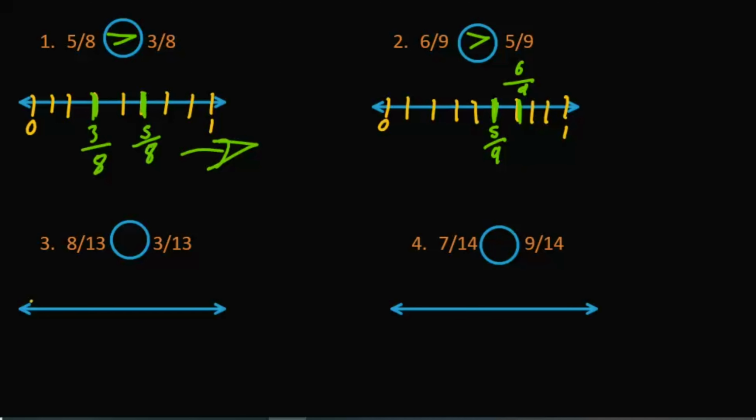So this would be 0 and this would be 1. So 1, 2, 3, 4, 5, 6, 7, 8, 9, 10, 11, 12. Okay, that's perfect. So now let's plot down where 3/13 is and 8/13. So 1/13, 2/13, 3/13. So this is where 3/13 is. And then 4/13, 5/13, 6/13, 7/13, 8/13. This is where 8/13 is. And again, the fraction more to the right is the greater one. Okay? So now let's do the next one, which says 7/14 or 9/14.